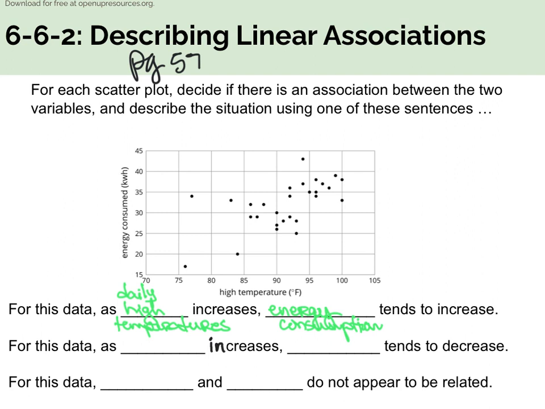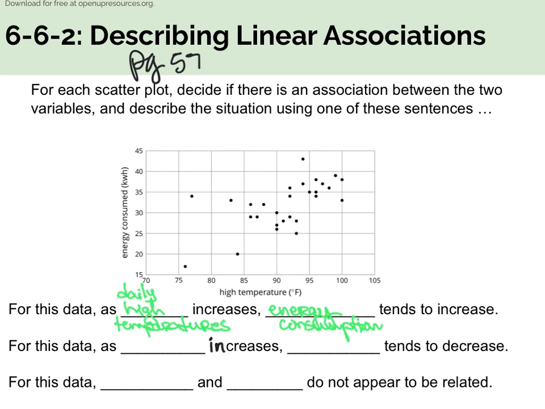So the sentence that you should have had is, for this data, as the daily high temperatures increase, energy consumption tends to increase. So we've been looking at different slopes and how it looks on the scatter plot, and then if we had a line that best fit it, what we would actually see. Some of the variables tend to increase as the other increases.